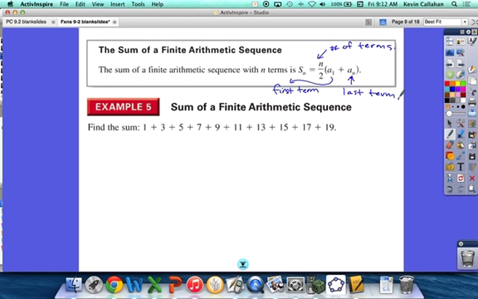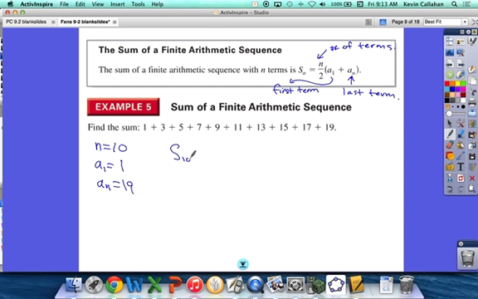So here's a finite sequence that you could easily put in your calculator and add up and get it. But we're going to just use the formula, just to practice using the formula, because we can see all the things that we need right there. First of all, how many terms is it? 1, 2, 3, 4, 5, 6, 7, 8, 9, 10. What is the first term? 1. What is the last term? 19.